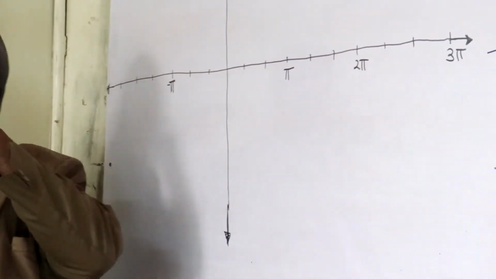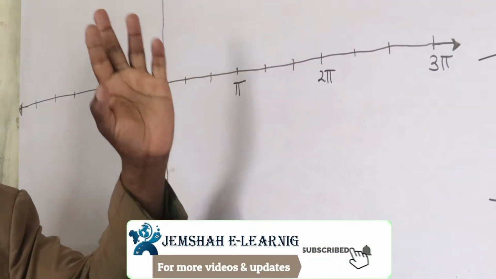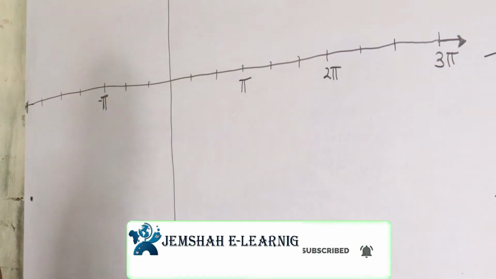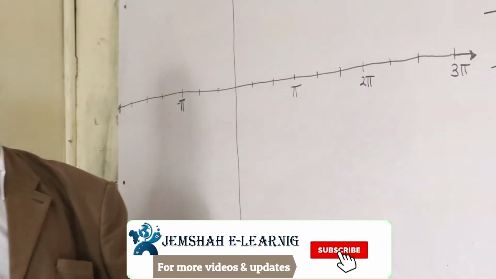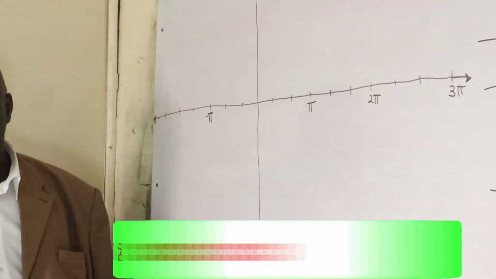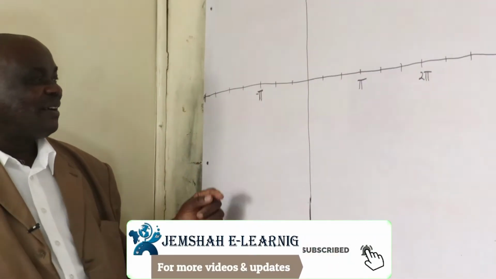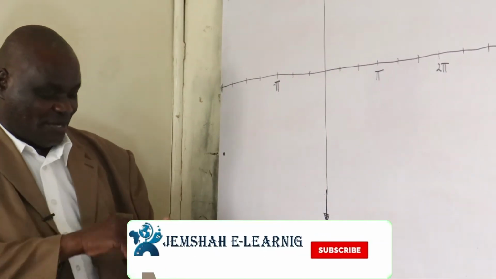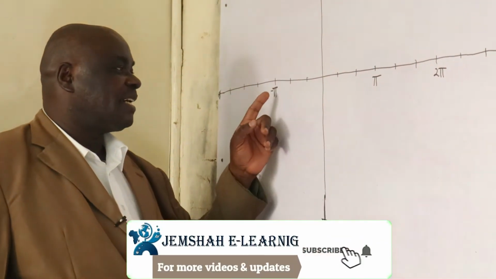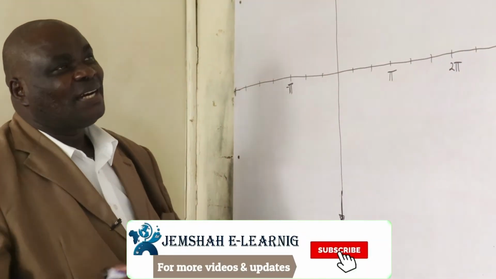So we insert a pi. We have 1, 2, and then 3. You insert a pi for the purpose of sketching, because what we want to see is the shape of our curve. We are only sketching. We are not drawing to a nice scale.